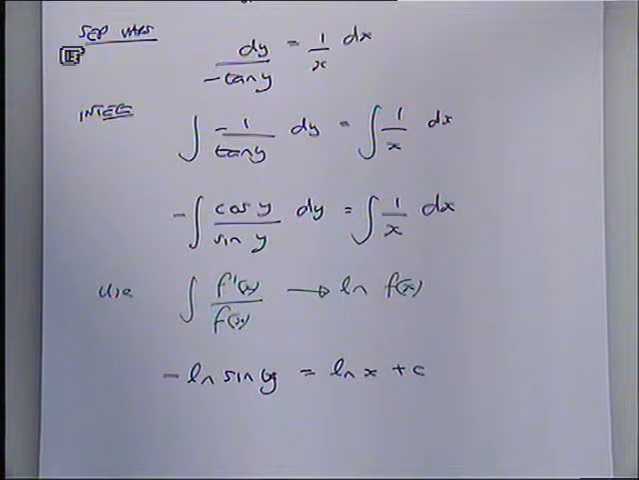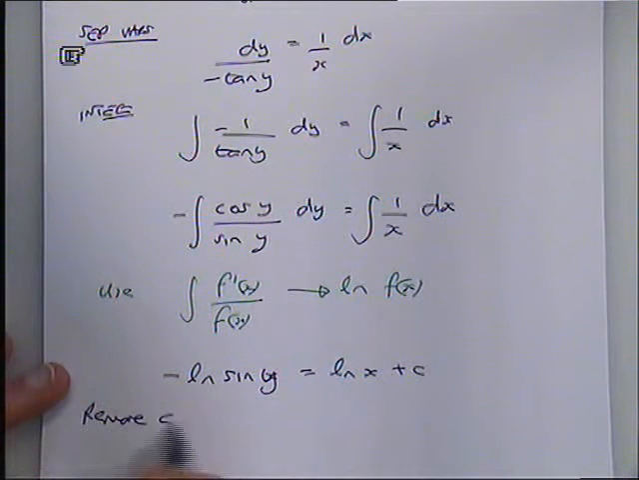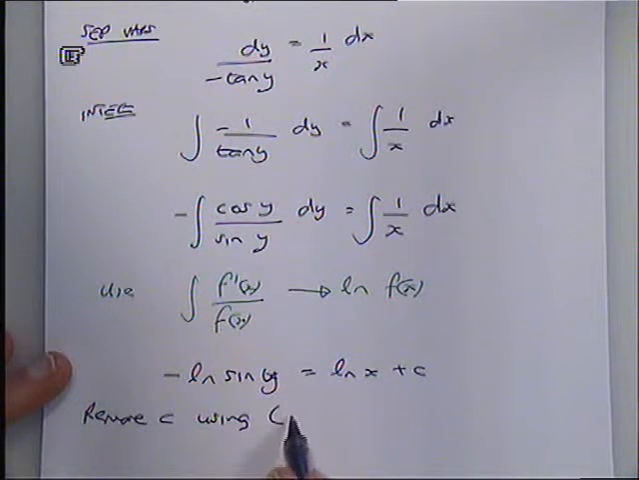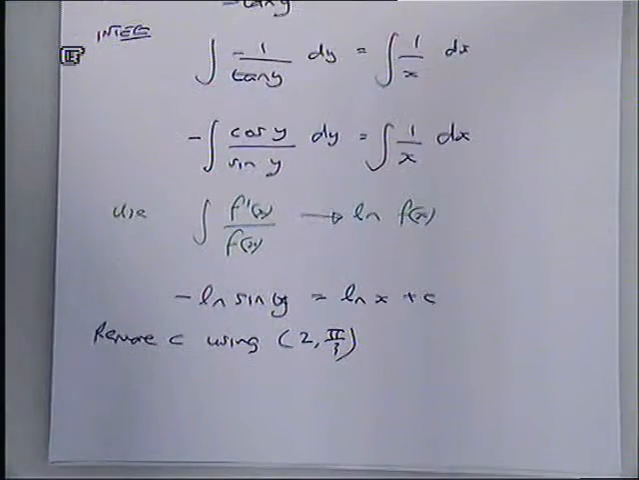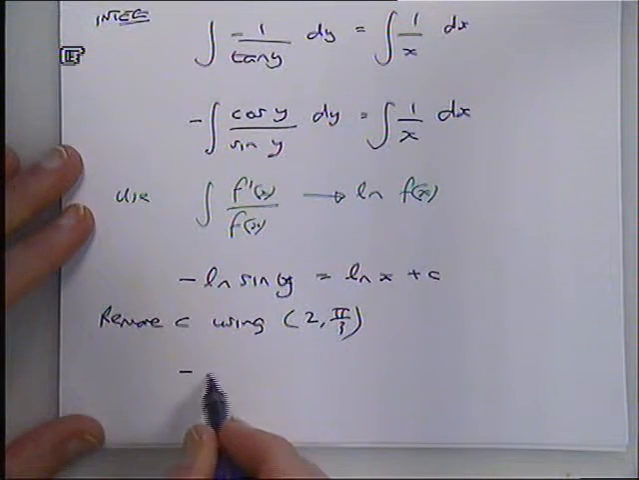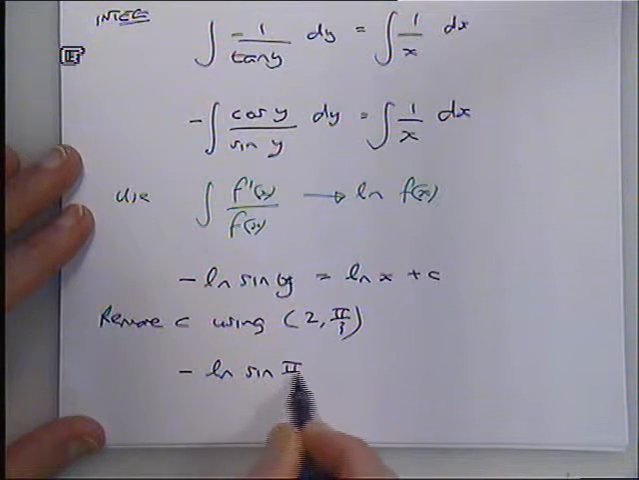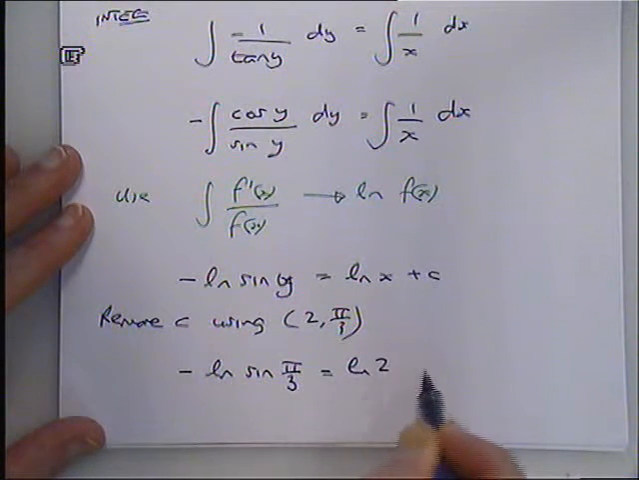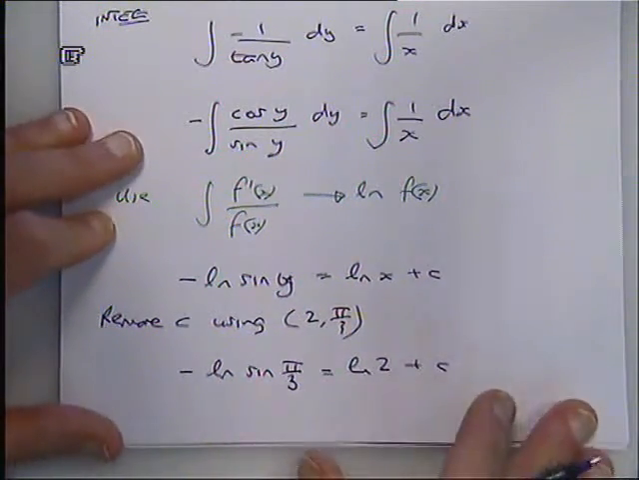Now the question said I had to have this in a different form, and it also gave me a pair of values which I could substitute in, because at the moment this is heading towards a general solution, but what I can do is remove that c by using the values that were given to me. I was told that when x was 2, y was pi by 3. So I can substitute those two values in at this point, and I can find out what my c is. So on the left I get minus log of sine y equals log of x plus c.